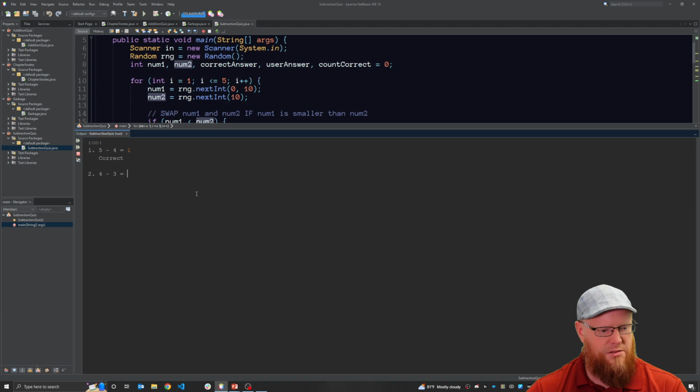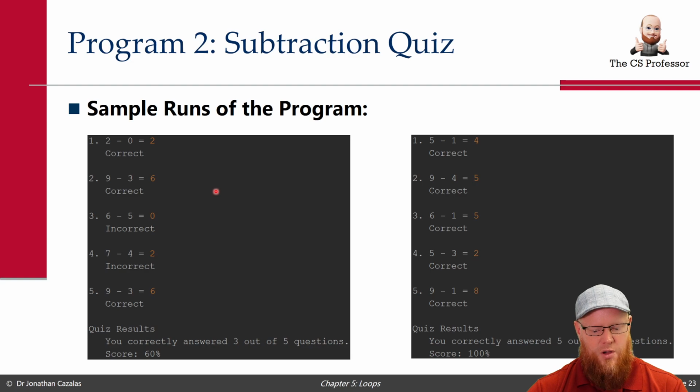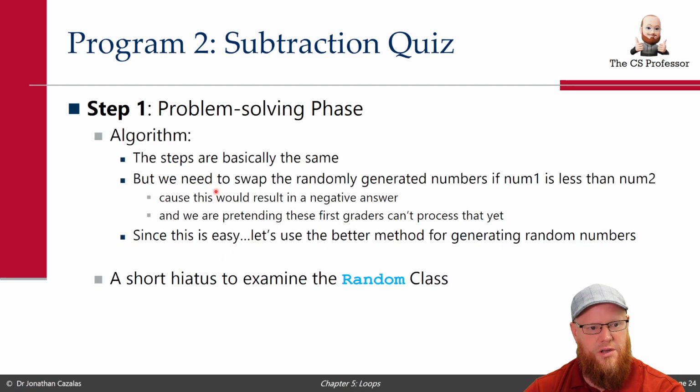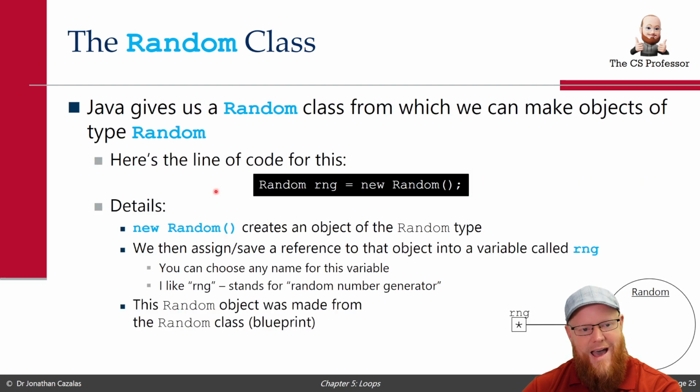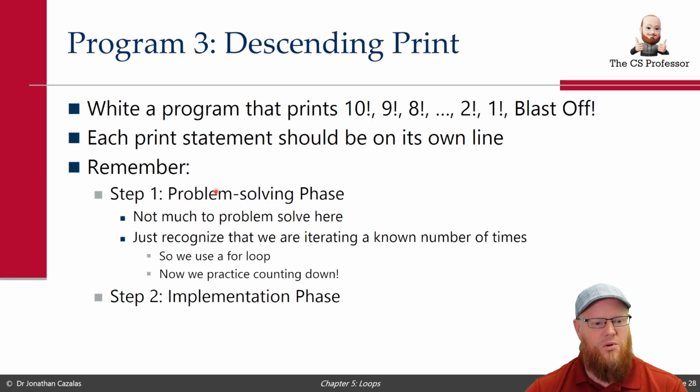One correct. One correct. Four correct. Let's miss one. Six incorrect. Quiz results. You correctly answered 4 out of 5 questions. Let's go. Done. Easy. Not bad at all because we know these things already, right? Let's look at some more easy ones.